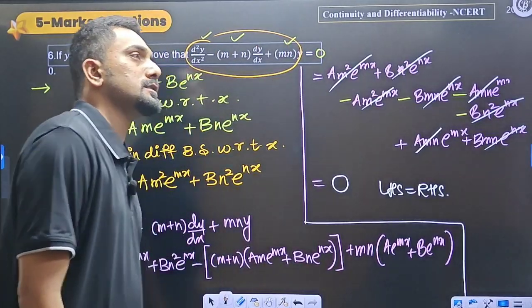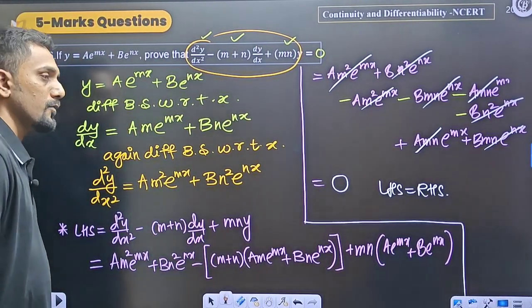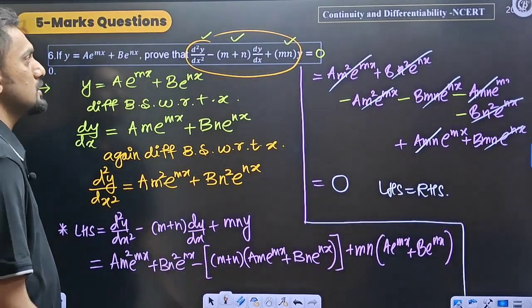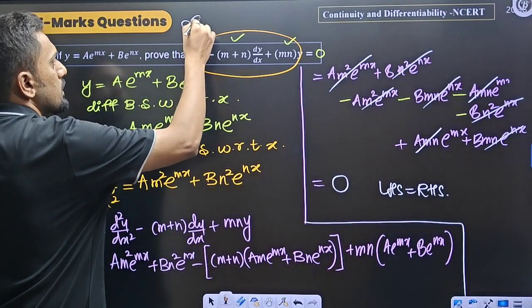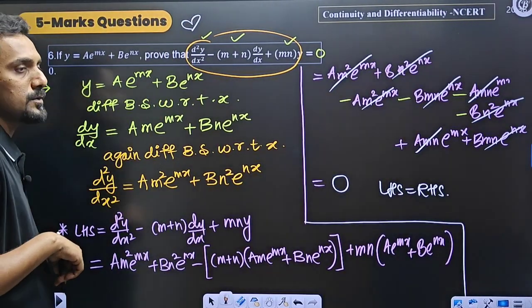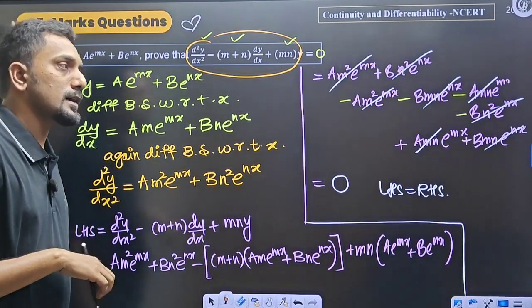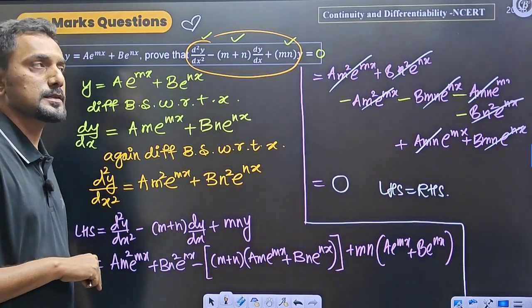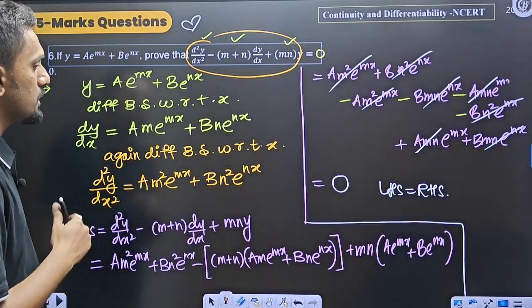If you write this much, then you will get 5 out of 5 marks. This is the most important question for your annual examination as well as the midterm examination. This is the board's favorite question.